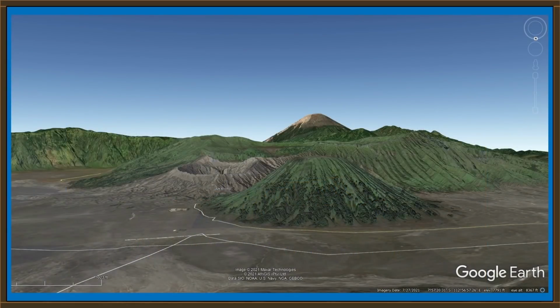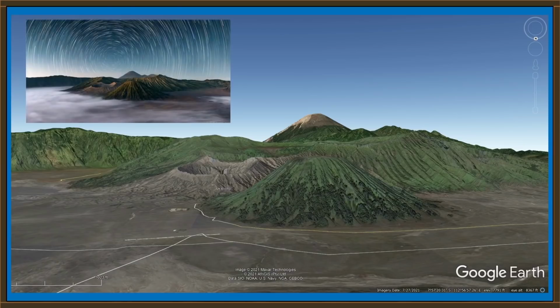That's a screenshot taken from Google Earth. I took a wild guess at the approximate location of the photographer for that photograph because he didn't actually specifically identify where he was. But there's the photograph, and there's a screenshot from Google Earth. They look remarkably the same, don't they?